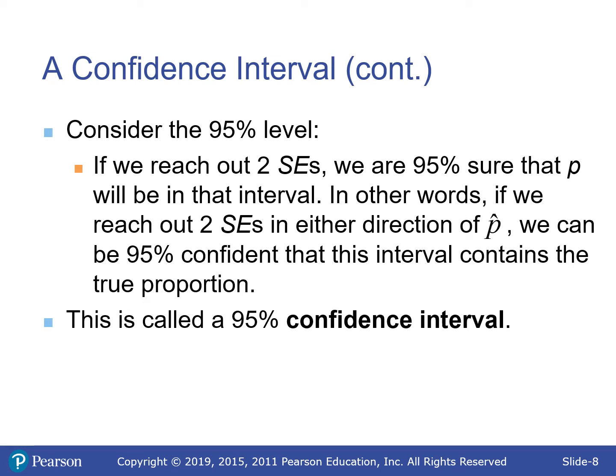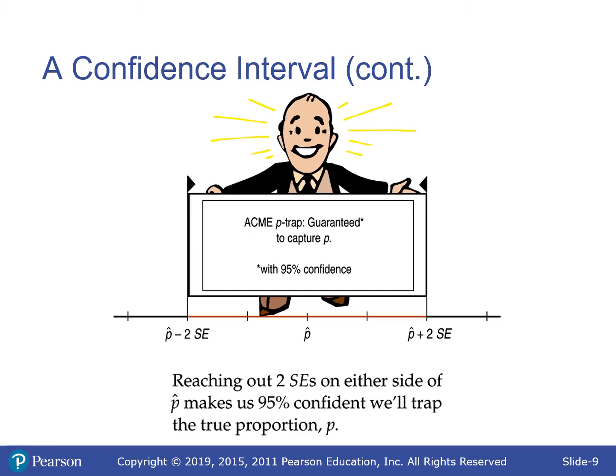And so we'd call that a 95% confidence interval. We're 95% confident that the proportion is in between these two numbers. And we just go 2 standard errors away from p. Almost 2. We'll get to that in a second. So what does that mean? We have our Acme P-trap. It's guaranteed to capture p, with 95% confidence. So we have our p hat. That's the statistic. That's what we got from our sample. 2 standard errors each way.